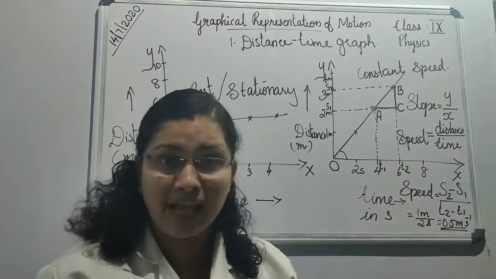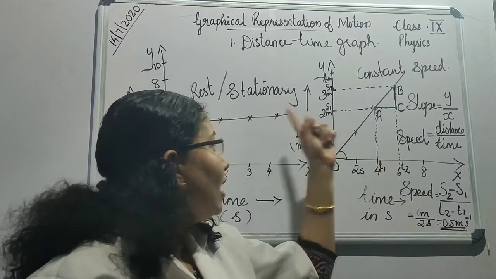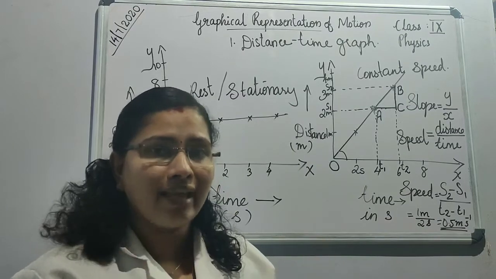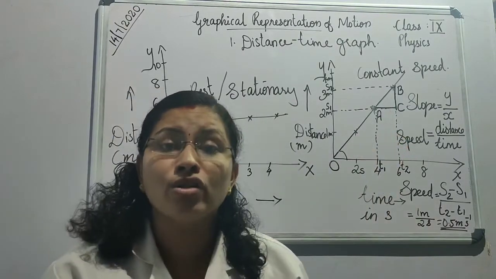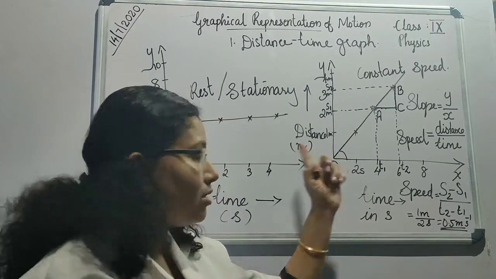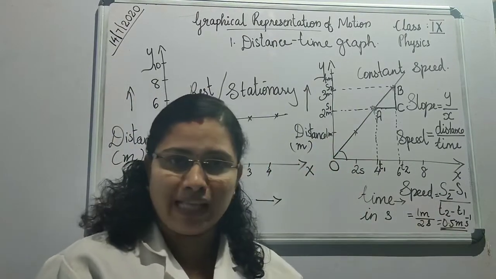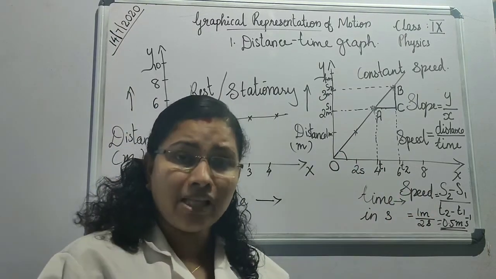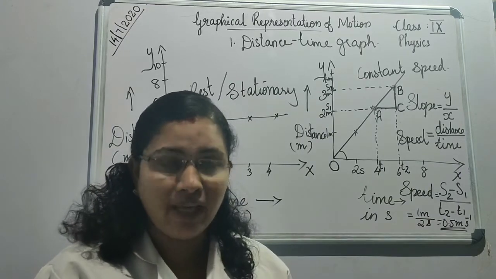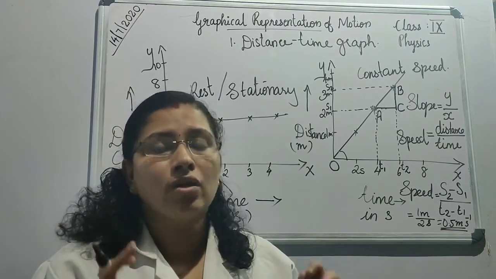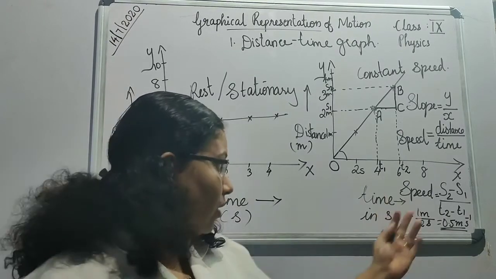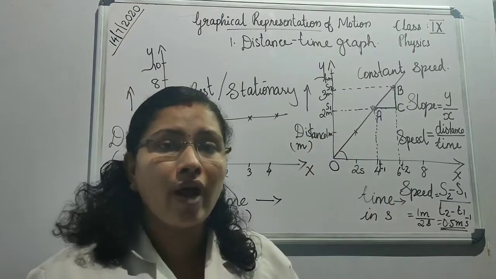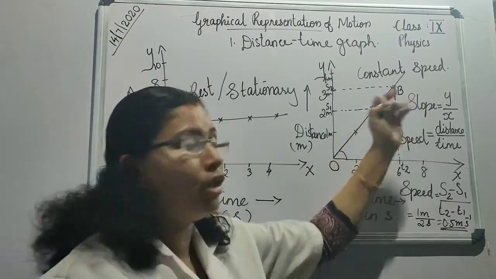We can say that the object moves with, here instead of speed, what we'll be getting? In the y-axis, we are taking the magnitude of displacement. So displacement by time is velocity. So we can say that if it is a displacement time graph, we will be getting the same graph. If it is, then we can say that the object moves with constant velocity. So instead of distance, if we are taking the magnitude of displacement, and with respect to time, the displacement of an object changes uniformly, then we can say that the object moves with constant velocity.